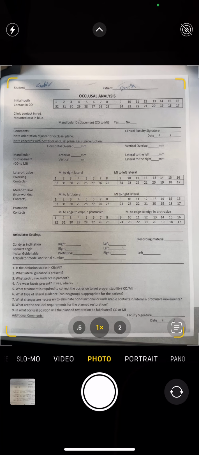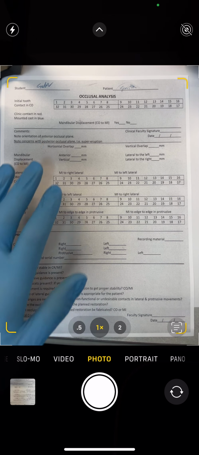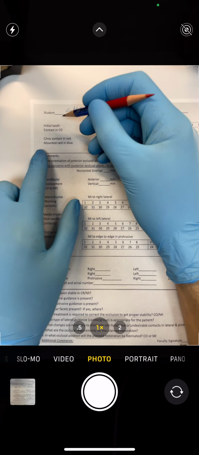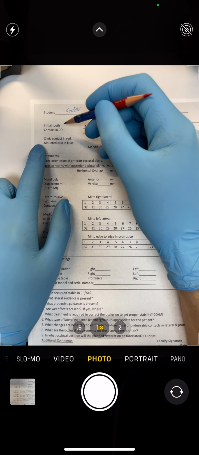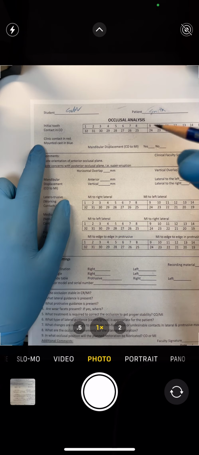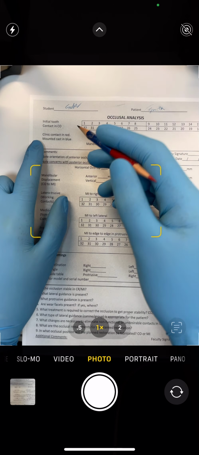We are going over the occlusal analysis form. We will fill it together, and I'll show you how I do it. Occlusal analysis starts since you see the patient. So you have to, as the paper says, assess initial tooth contact and centric occlusion. Those need to be assessed in the patient's mouth before you start your mounting or taking alginate impressions.